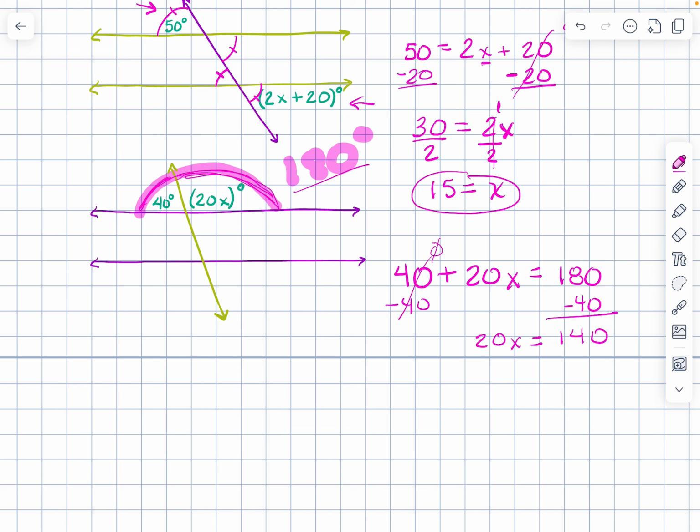So now we can divide both sides by 20. And we get 20 goes into 20 one time, so we get 1x on this side. And 20 goes into 140, 2 goes into 14, 7 times, so x is equal to 7.